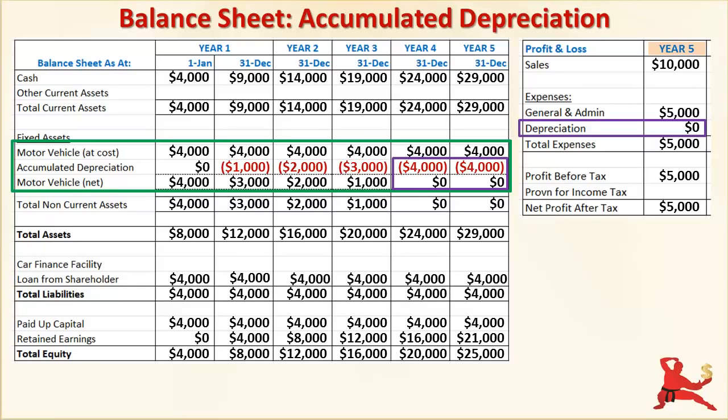The fact that you are still using the car, that it's still useful for the business, is irrelevant. In your accounts, the car has no value. But that doesn't mean that it disappears from your accounts. It won't disappear until you sell it.